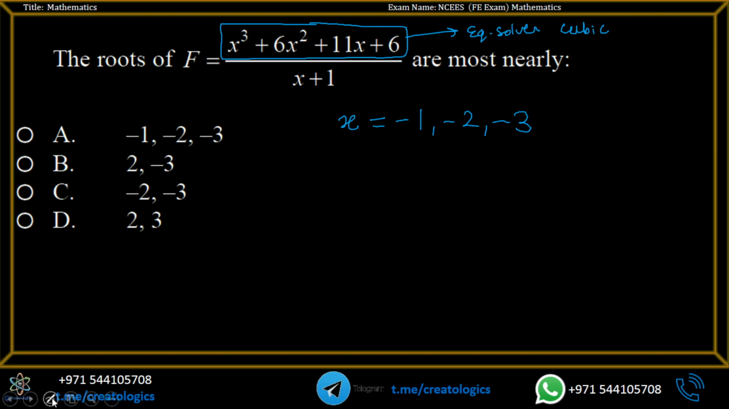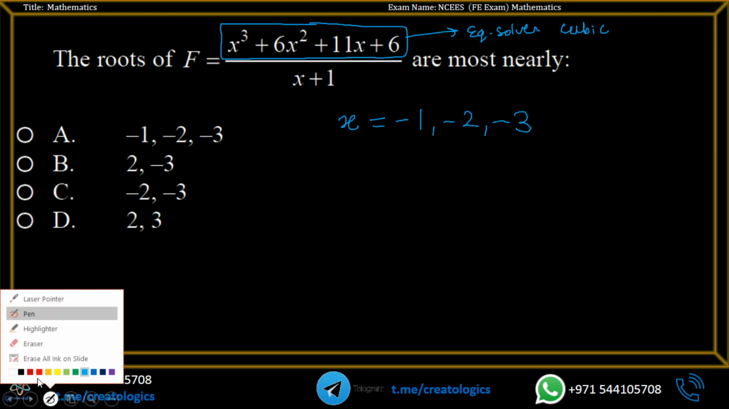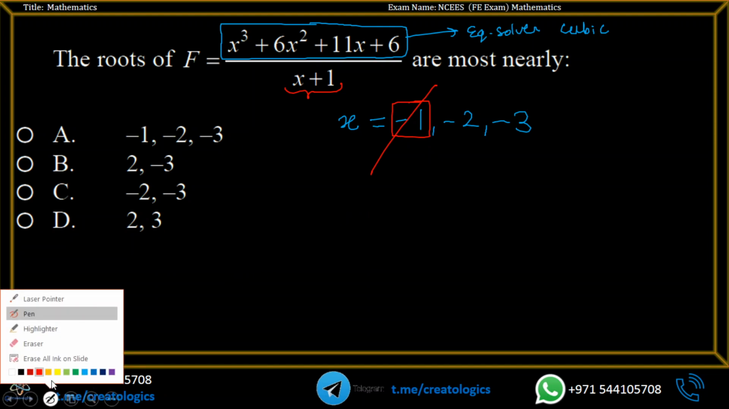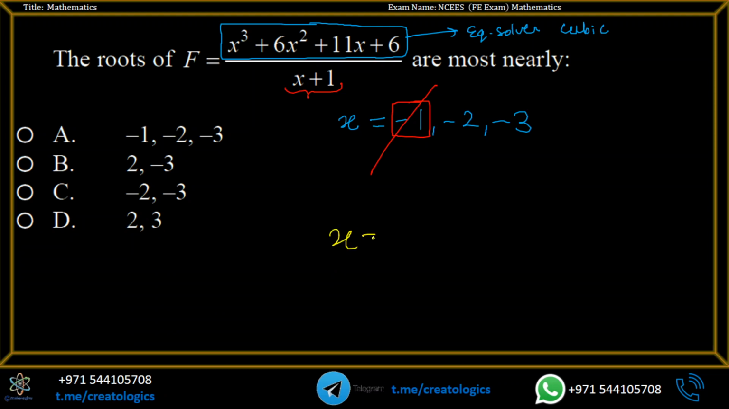But the thing is, you cannot choose the first one. There is a reason. You cannot take minus 1. It is not in our solution. The reason is, if you take x equal to minus 1, the denominator becomes 0. It means that is not a part of the domain. So make sure that the denominator is never equal to 0. So you have to reject x equal to minus 1, and your answers are the remaining 2 values, x equal to negative 2, negative 3. So option C is correct.